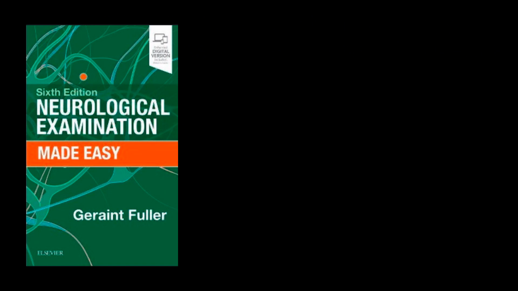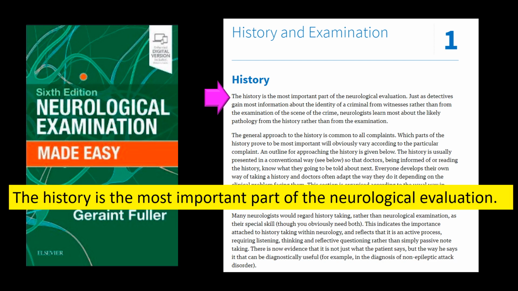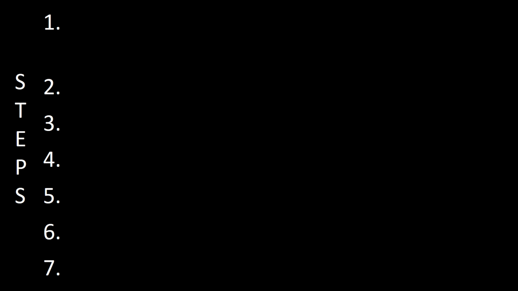Now I'd like to tell you about another book titled Neurology Examination Made Easy. In the first chapter of this book, you will find a section about the neurological history. The first statement in this section states that the neurological history is the most important part of the neurological evaluation. And it gives 7 steps to gather a good neurological history. I will address each of these steps during the course of this talk.